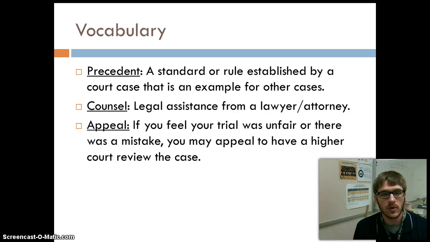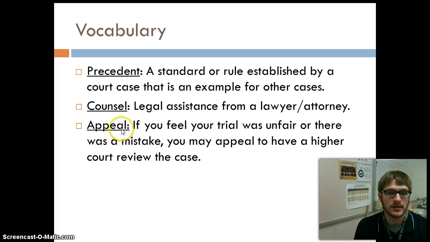So when we're talking about court cases, you might hear any of these three words: attorney, lawyer, or counsel, all to describe the person who is helping you in court and is representing you in court and speaking to the judge and the jury for you while you're on trial.